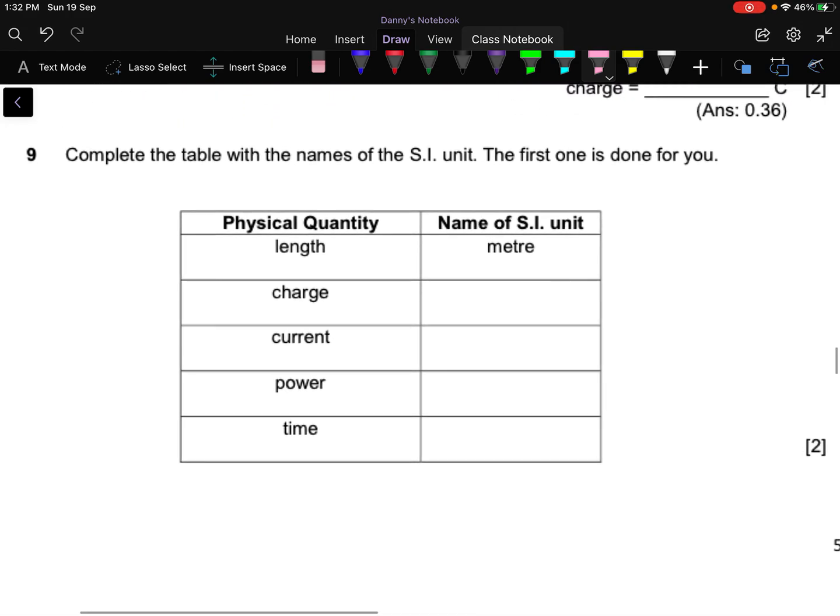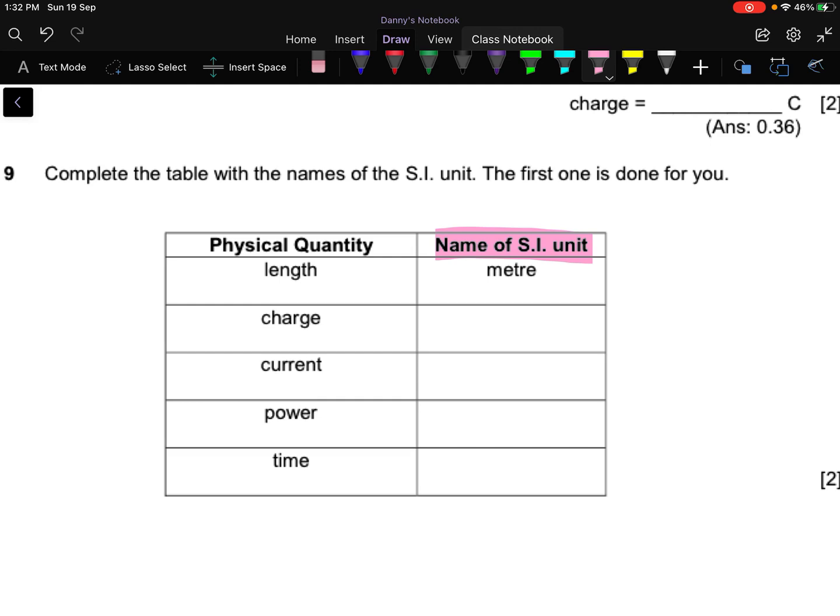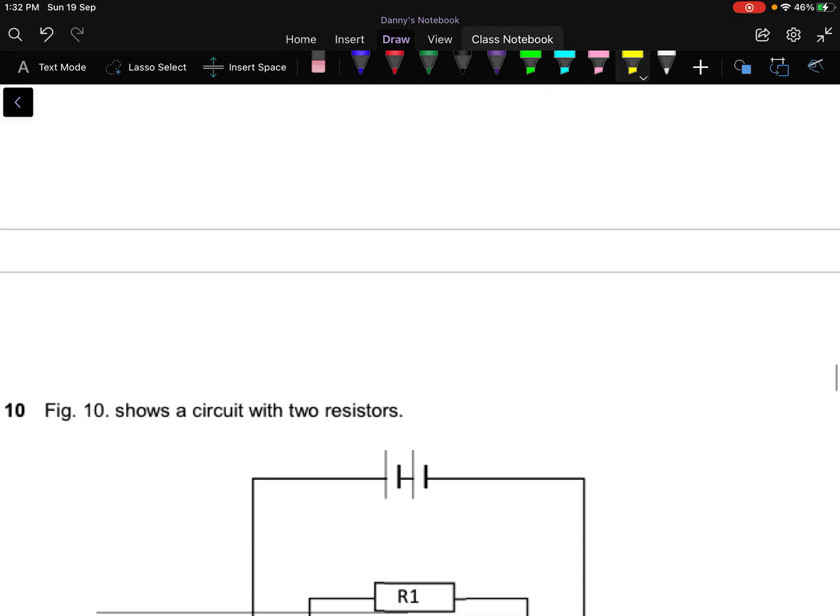Okay, for question 9, if you are unable to find the name of the SI unit, I suggest you refer to your textbook, chapter 1. You should be able to find all of this. Now, just be mindful, this is the SI unit. So for example, for length, you have cm, mm, and of course meter, or you can consider kilometer as well. SI unit stands for Standard International. So there's only one, which is meter. So for this, you need to memorize.